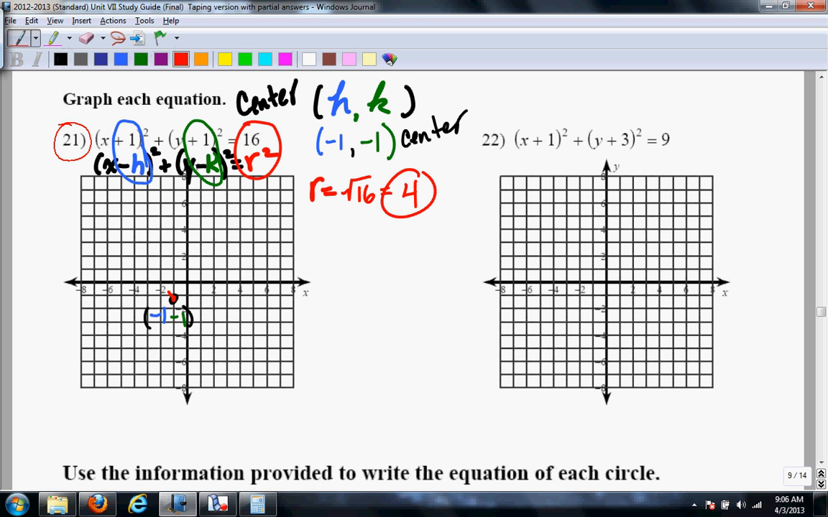So we go from here up 4, 1, 2, 3, 4, put a dot. Right 4, 1, 2, 3, 4, put a dot. Down 4, 1, 2, 3, 4, put a dot. Left 4, 1, 2, 3, 4, put a dot. Use that to sketch your diagram. Perfect circles are not necessary, as long as it looks circle-ish, and your radius and your center's in the correct spot, you're good to go.